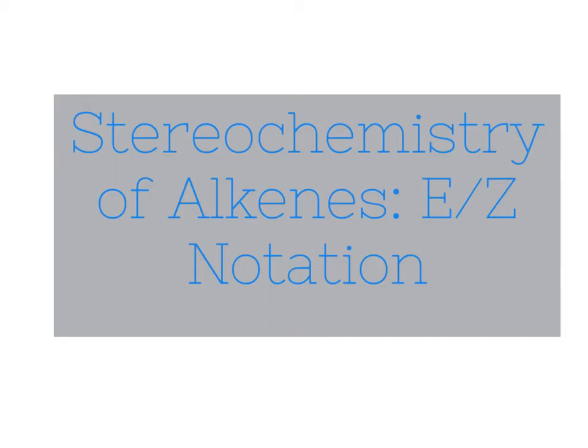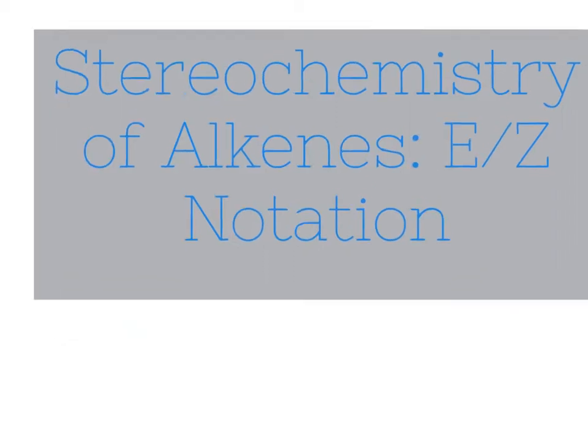EZ notation is an alternative way of going about specifying stereochemistry, and EZ notation is typically the notation that is used in more complex cases. In other words, if we're dealing with a molecule that has multiple alkene groups, or a molecule that has additional functional groups in addition to just alkenes and alkyl branches, then we'll typically use EZ notation to indicate the stereochemistry. So we're going to go through the guidelines for assigning EZ stereochemistry to a molecule, and then we'll do some example problems of that.